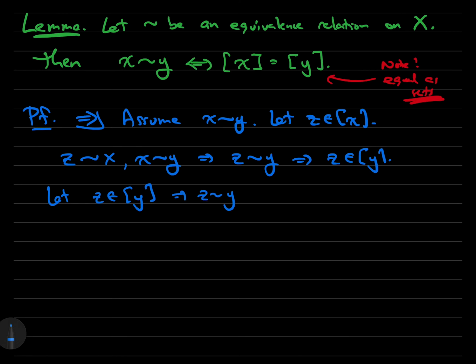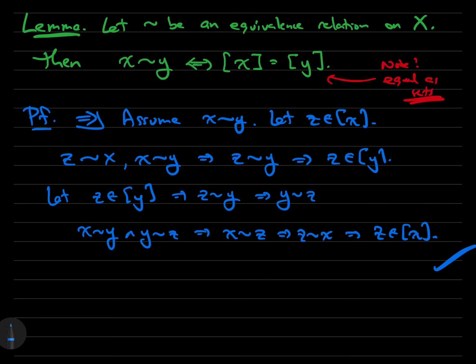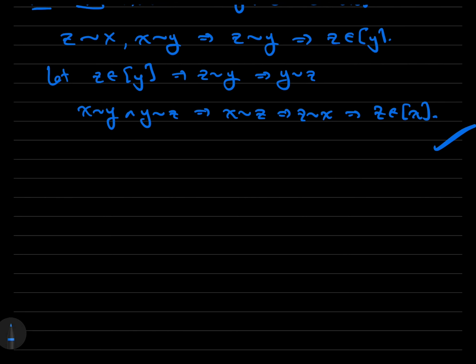Well, z is equivalent to y because it's in that equivalence class. y is equivalent to x by symmetry, therefore z is equivalent to x by the transitive property, and z is in the equivalence class corresponding to x. Therefore, the equivalence class corresponding to x is exactly equal to the equivalence class corresponding to y.